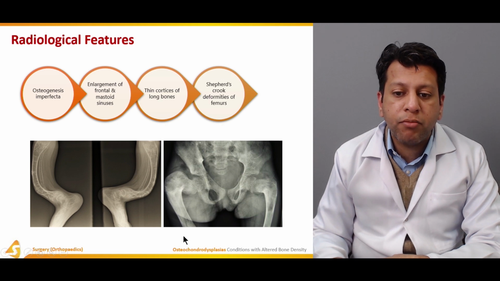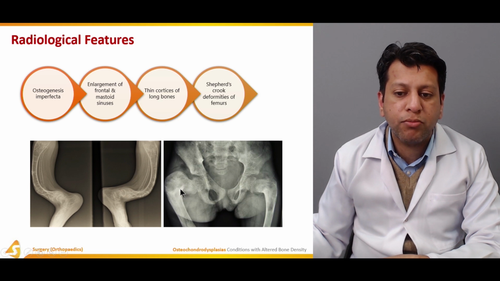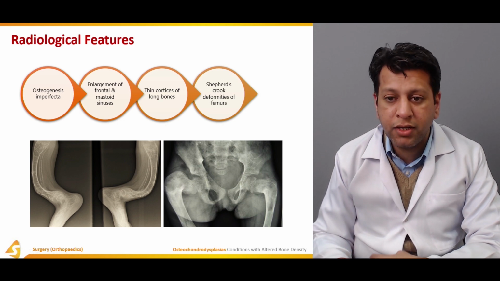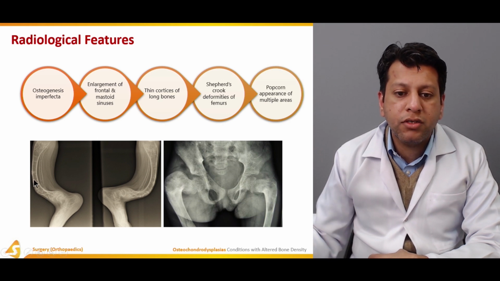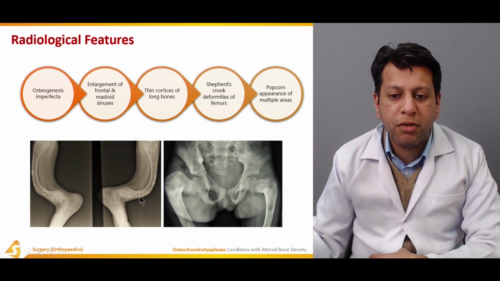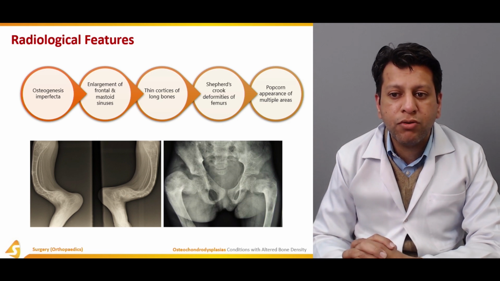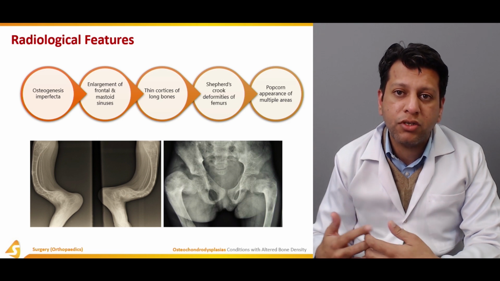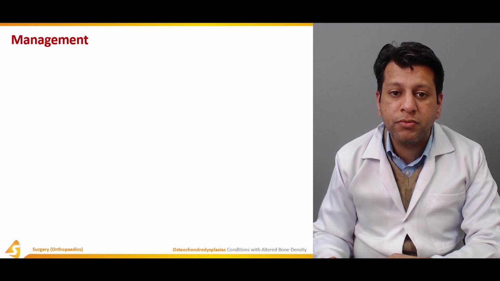And Shepherd's crook deformity. If you see this, this is a classical picture because of a fracture which happened over here in the subtrochanteric region. Then it healed in malalignment, leading to this kind of deformity called Shepherd's crook deformity. And there is a popcorn appearance of multiple areas. If you see this limb as a whole, there are multiple spiculated punctations, or whitish discoloration of the bone, which is due to the popcorn appearance of multiple areas. Why is this happening? Because there is actually sclerosis at multiple areas and normal bone formation is not taking place.